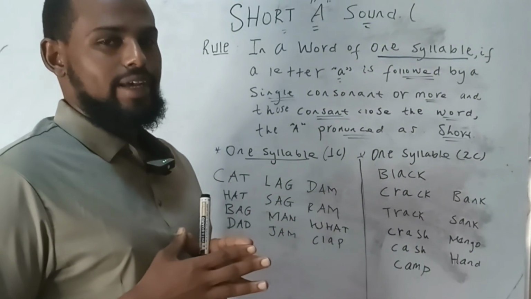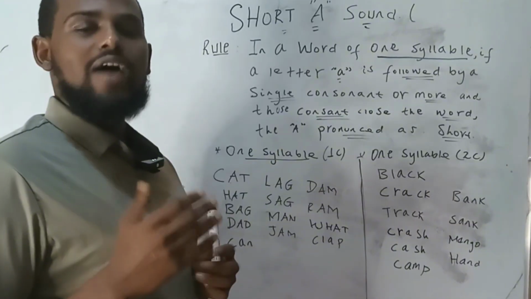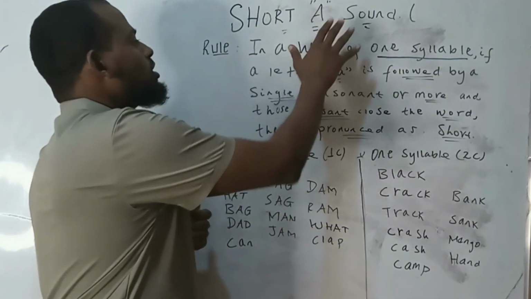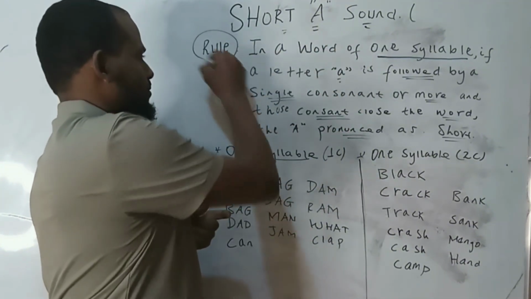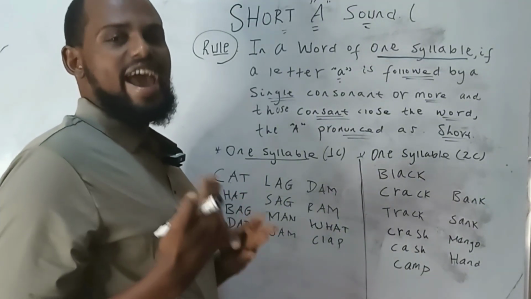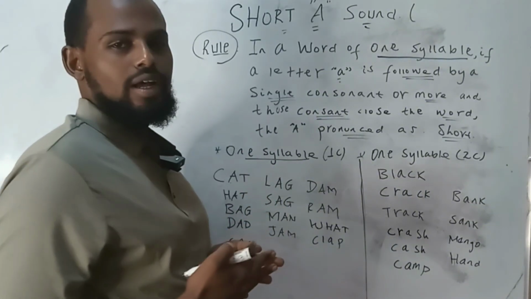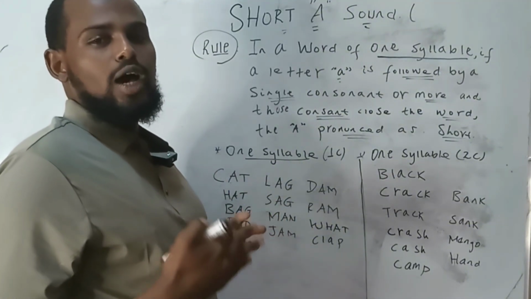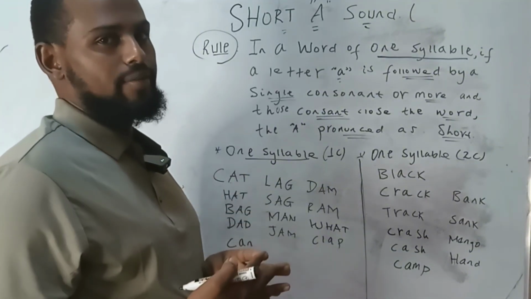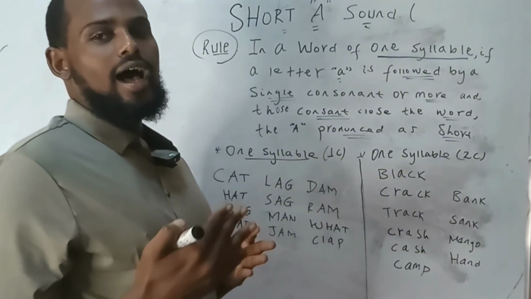So today, let's look at one important point about the short A sound. The short A sound rule. The rule means when to read A as A. This rule explains to us when to read the A sound as a short A sound, okay? That means when we read A as A.